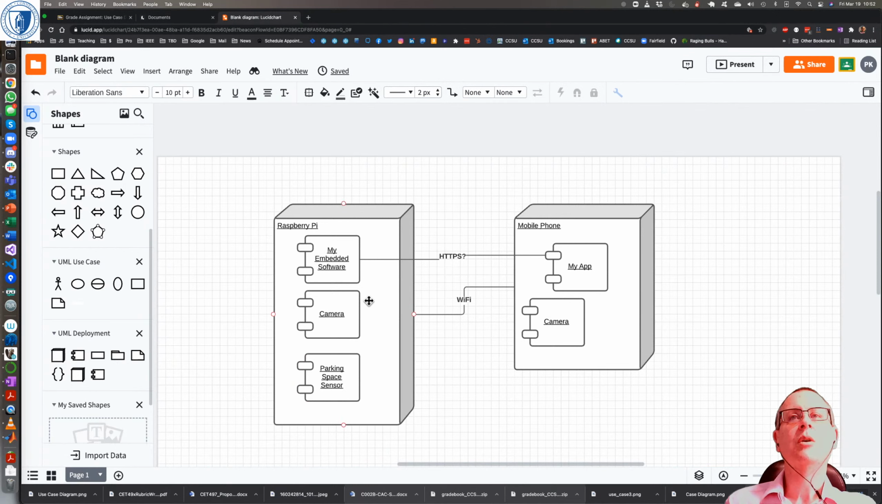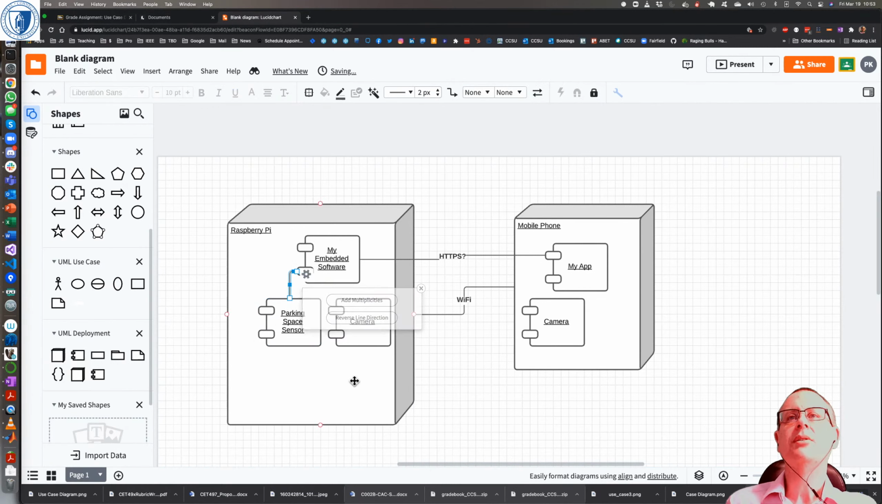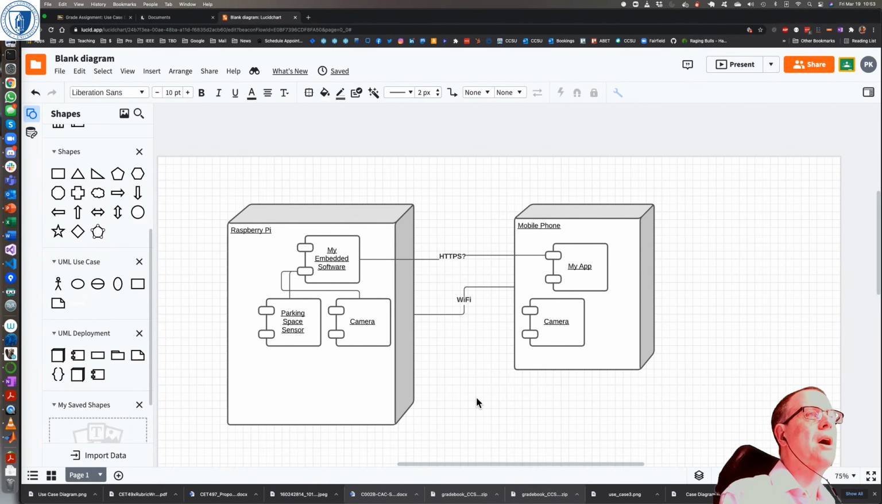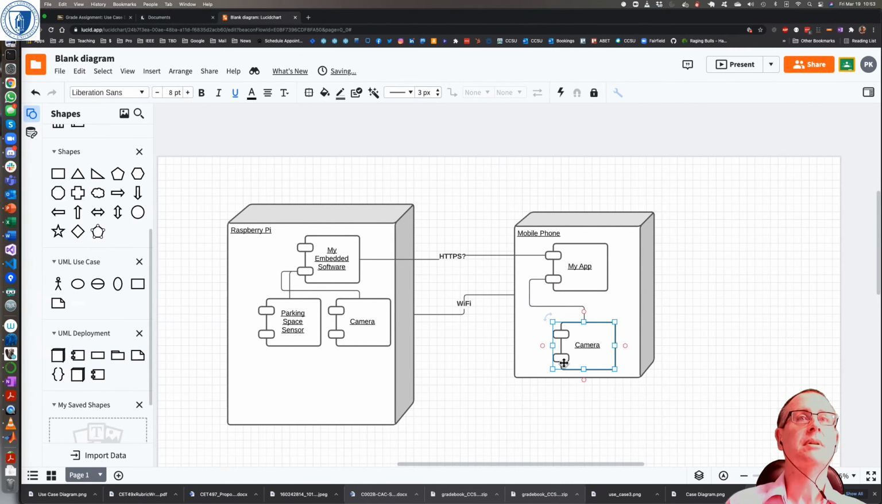And maybe within your embedded software, maybe the camera and the parking space sensor need to talk to my embedded software. The aim of the deployment diagram may be the same over here. You want the camera to talk to the app.